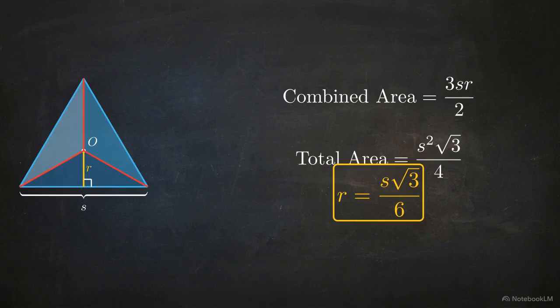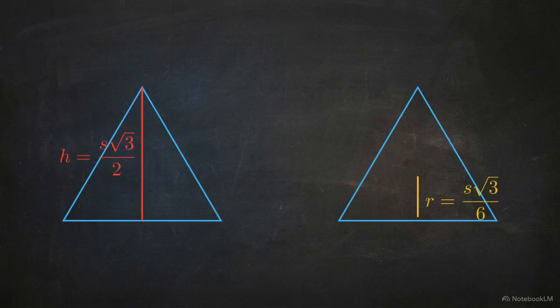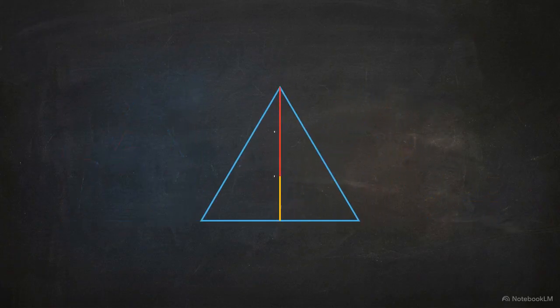By moving the terms across the equal sign and multiplying it out, the s partially cancels, the constants simplify, and we isolate our target. The radius r equals s root 3 over 6. Look at the physical geometry hidden in that result. Our total height h was s root 3 over 2, and our radius is exactly 1/3 of that. The center of the inscribed circle sits exactly 1/3 of the way up from the base.